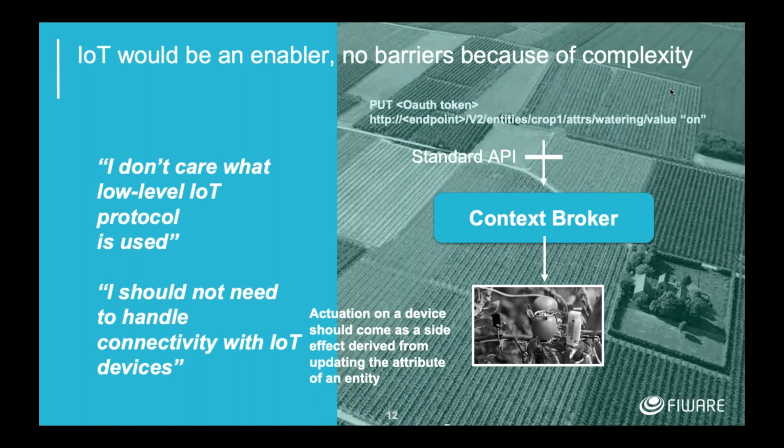We can just switch on a water sprinkler by doing, again, an NGSI call using HTTP, just a standard HTTP verb put, and it's got a well-known URL saying, for this particular attribute of that particular entity, change the value to on. So actuation becomes a side effect, effectively, of just changing what we're doing with the NGSI interface. It means you have a very, very simple API.